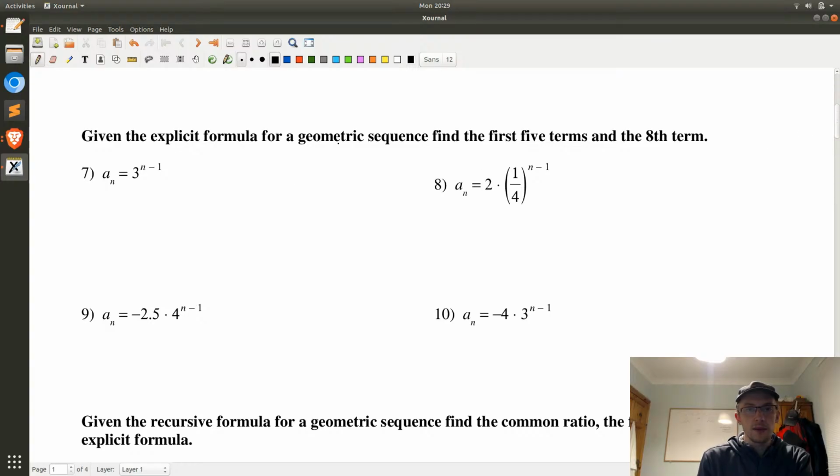Given the explicit formula for a geometric sequence, find the first 5 terms and then the 8th term. Okay, so this is the powers of 3, but shifted down by 1. So, the very first term is going to be 3 to the 0, and anything to the power of 0 is just simply 1. So the first 5 terms are 1, 3, 9, 27, 81. And the 8th term is going to be 3 to the power of 7, which is 2,187.